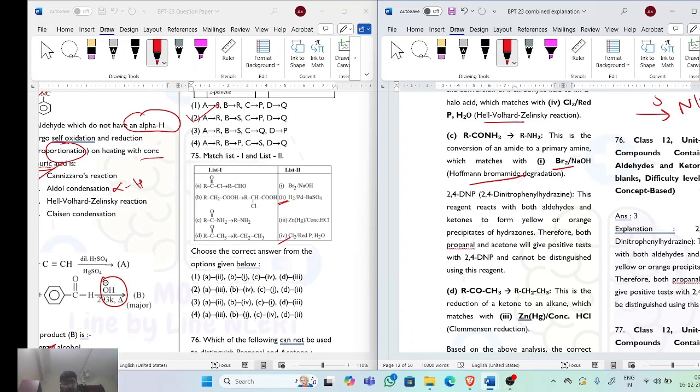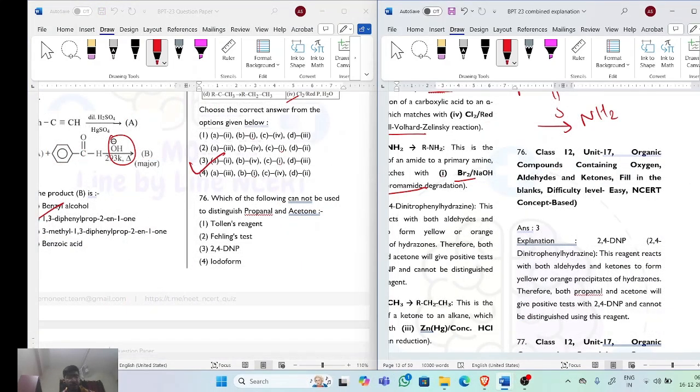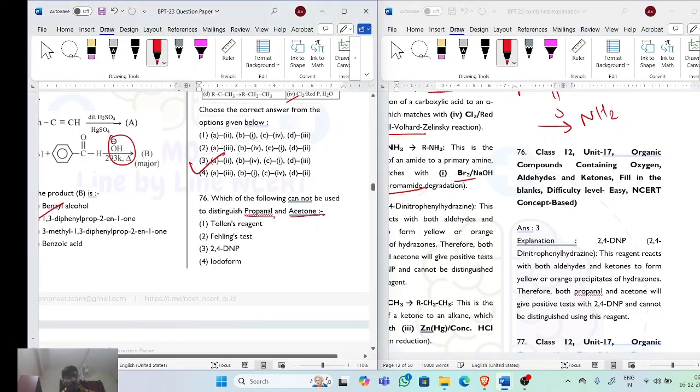This reduction can be done by Zn-Hg. Now the next question: which of the following cannot be used to distinguish between propanal and acetone? One is an aldehyde and one is a ketone. Which cannot be used? We can use Tollen's reagent, we can use Fehling's reagent, and we can use the iodoform reagent.